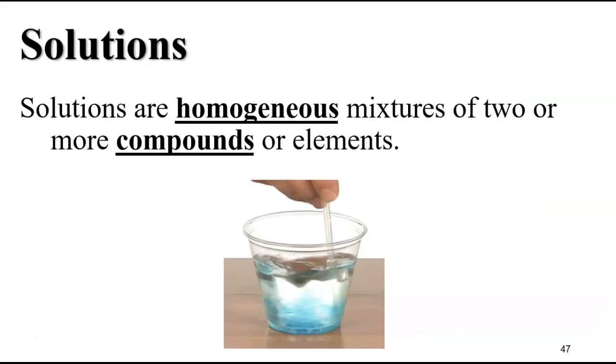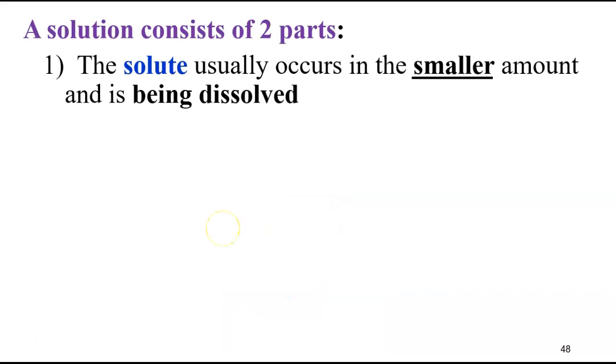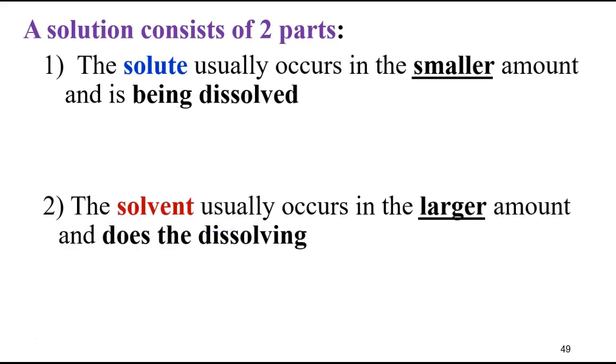electrolytes. So remember last lesson we said that all solutions are homogeneous mixtures of two or more compounds or elements. So we said homogeneous means they look the same throughout. Now solutions usually come in two parts. You have your solute, which occurs in a smaller amount and is what gets dissolved, and the solvent, which occurs in a larger amount and does the dissolving.